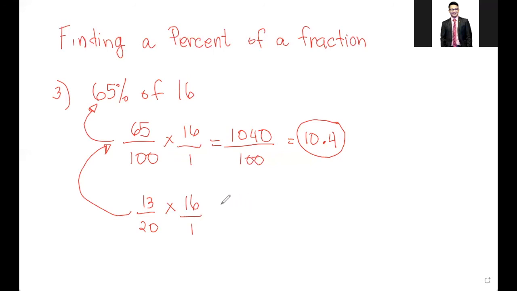Same process, we multiply 13 and 16, we get 208 over 20 times 1 is 20. So by dividing 208 by 20, we will get still 10.4. So again, you can still use the decimal form if you like in finding the percent of 16 here. So you can just write 65 hundredths or 0.65 multiplied to 16.